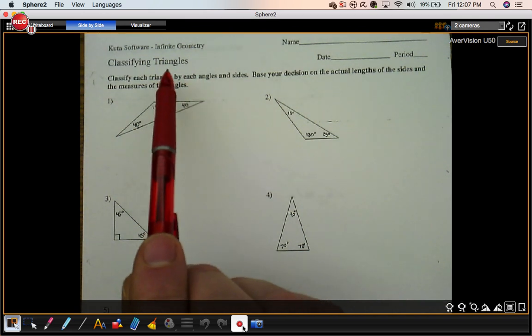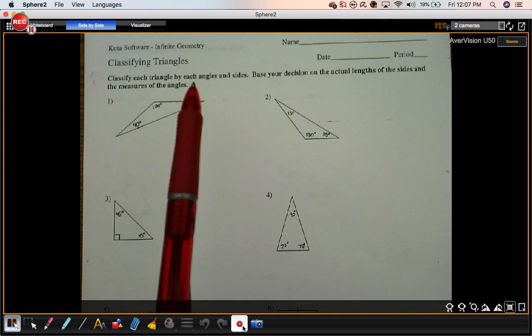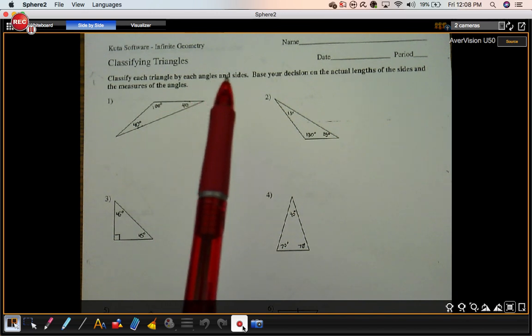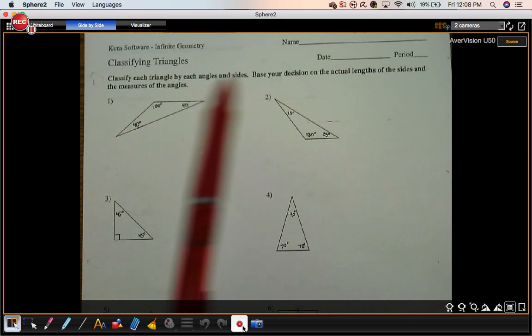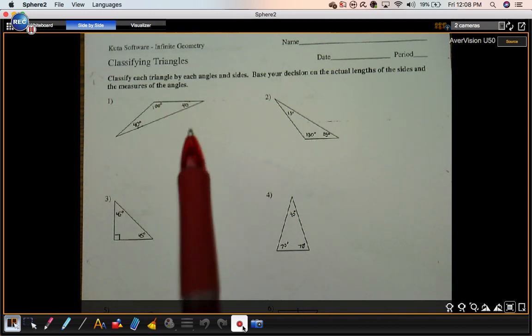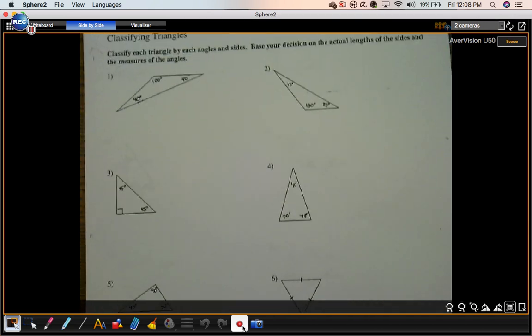We're going to classify these triangles. Classify each triangle by its angles and sides. Base your decision on the actual lengths of the sides and the measures of the angles. So on all of these, we either have marks made or we've given angle measures. And that's really all you need.